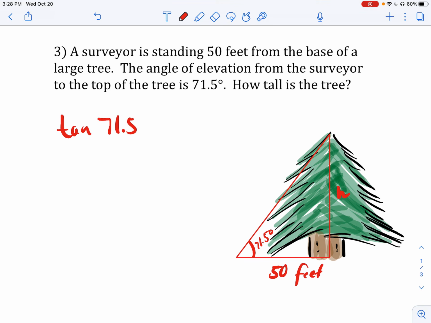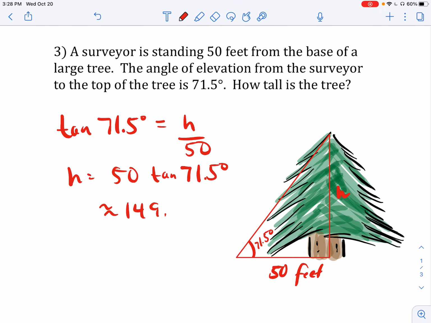The tangent of 71.5 is equal to h over 50. H then is equal to 50 times the tangent of 71.5 degrees, which is approximately 149.43 feet. Okay? All right.